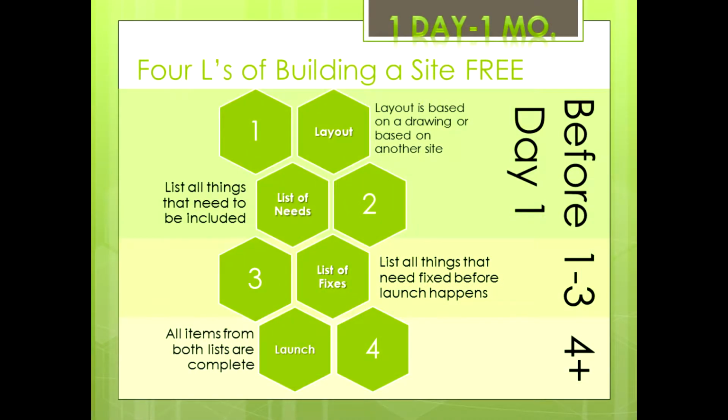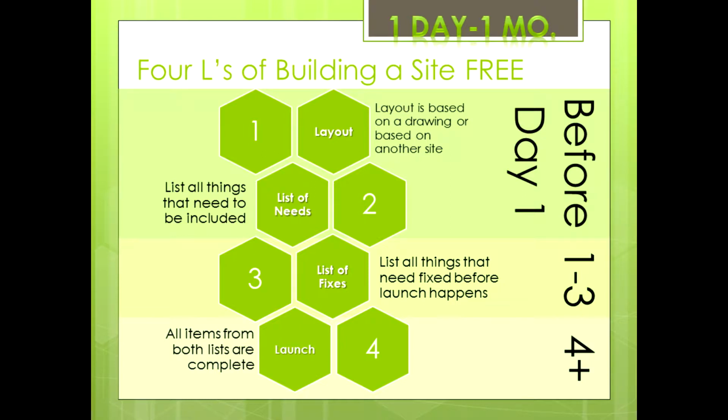So the first L that you want to know about is that you need to come up with a layout. The layout is based on either a drawing or based on another site or based on different ideas. Also, the second L is a list of needs. These are all things that need to be in place before day 1 of design is started.